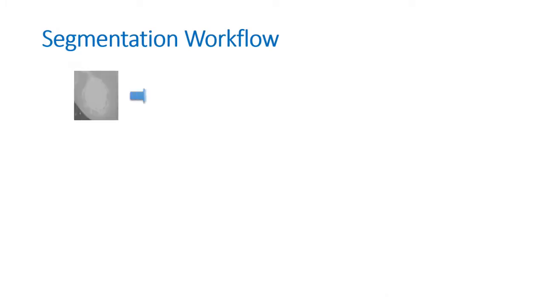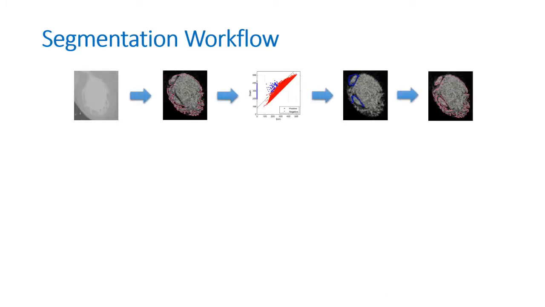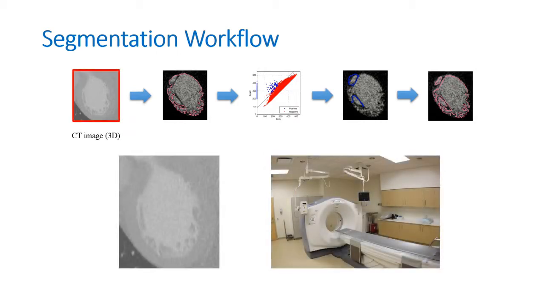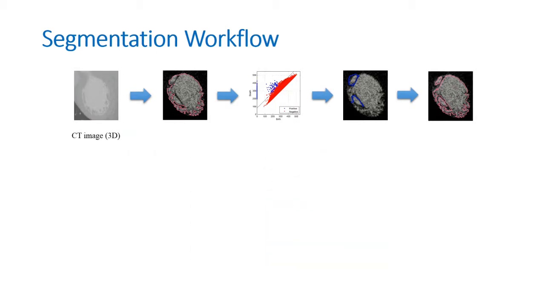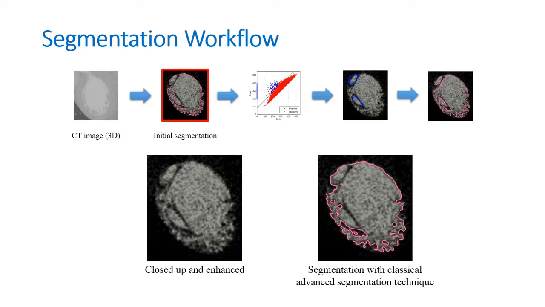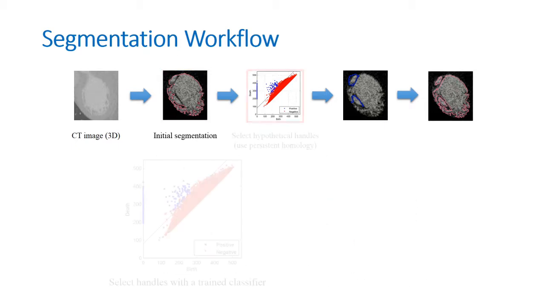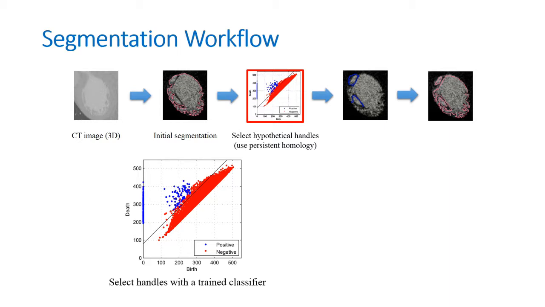Here is the segmentation workflow. First, we need to collect the 3D CT image data. Second, we pre-process the images, like closing up the left ventricle and enhancing the image. And then we apply a classical advanced segmentation technique to the CT image. Next, we apply persistent homology to the image. The dots on the persistence diagram correspond to potential topological handles. We select the salient handles by thresholding on their persistence and applying a trained classifier.